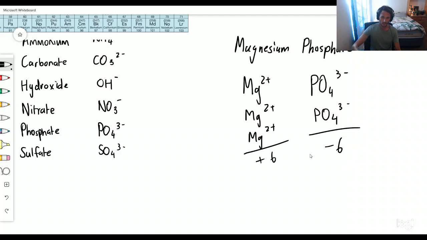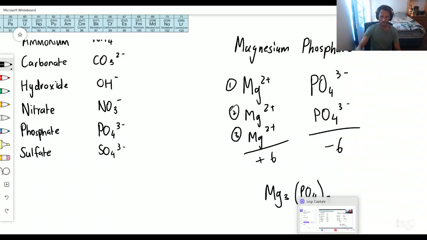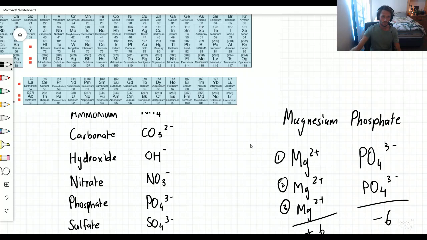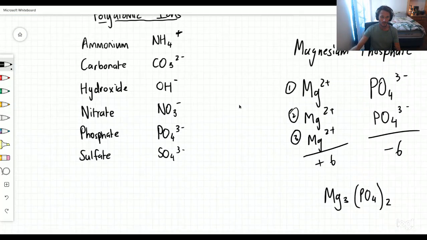So now we've got 3 Mg atoms, 1, 2, 3, right? And we've got 2 of these phosphates, so we need to put brackets for the phosphate, and then a number 2. Okay, awesome. Let's move on. These are your polyatomic ions. Go and learn them. They'll be part of your notes.